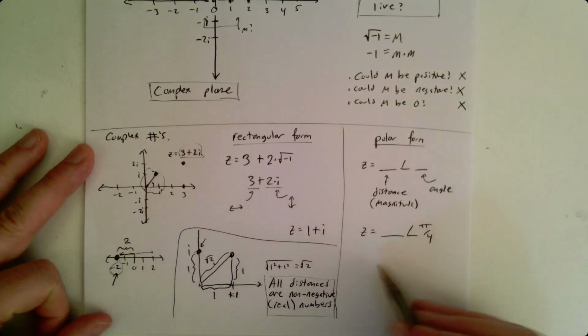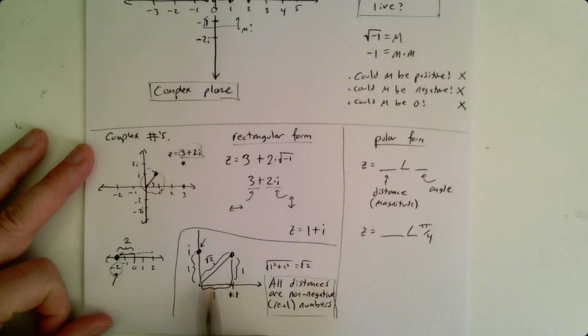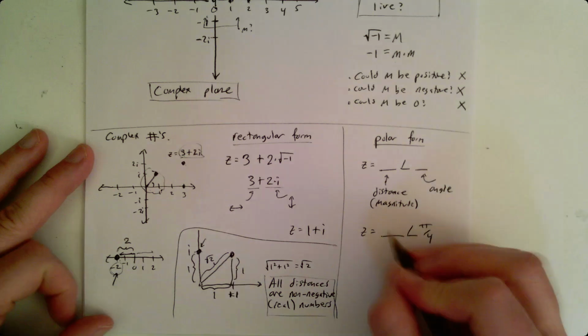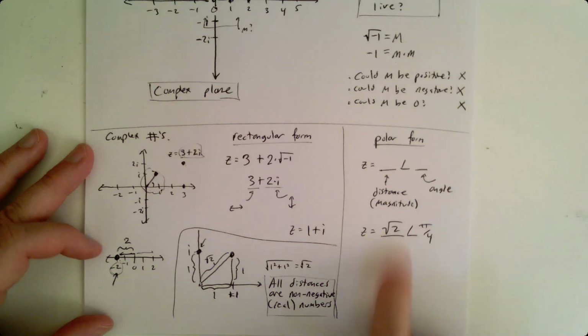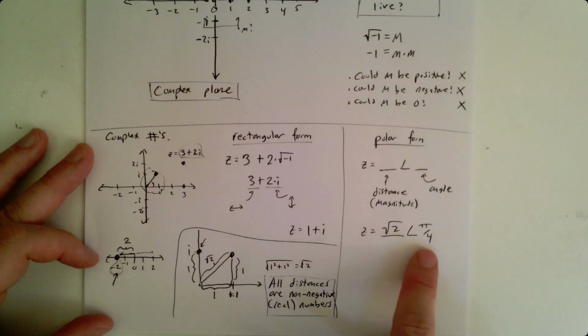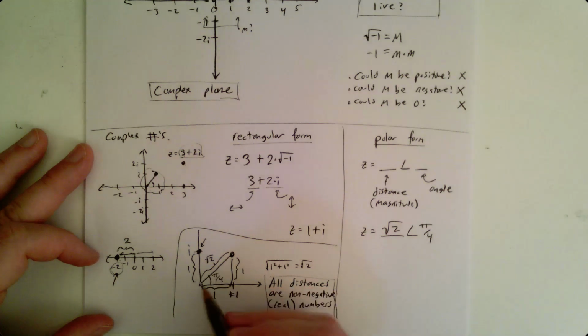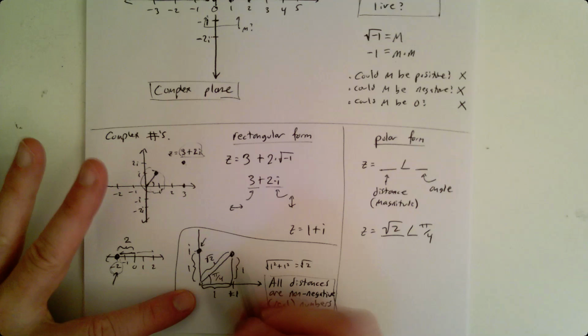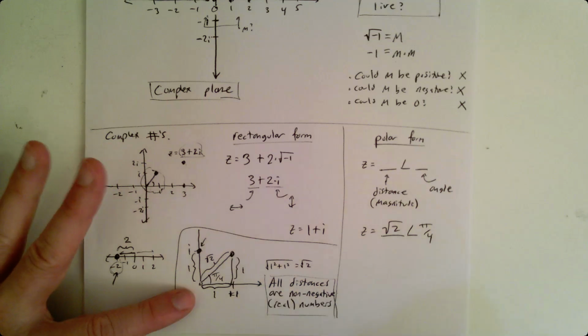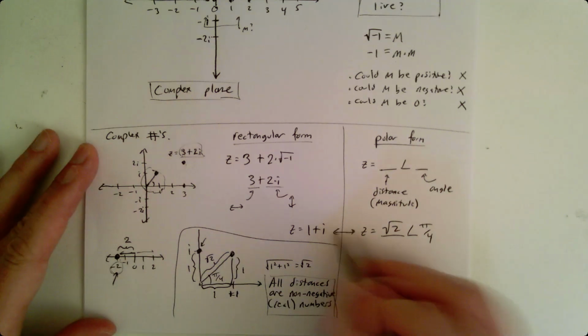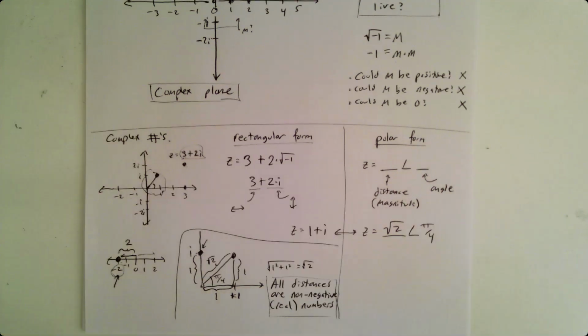Okay, so where did we land here? The 1 plus i complex number could be represented in polar form as a distance of square root of 2 in the pi over 4 direction. So here I'm saying if we aim ourselves in the pi over 4 direction and we go that distance, we end at the same spot. So these are the same as each other, just two different ways of describing a single number.